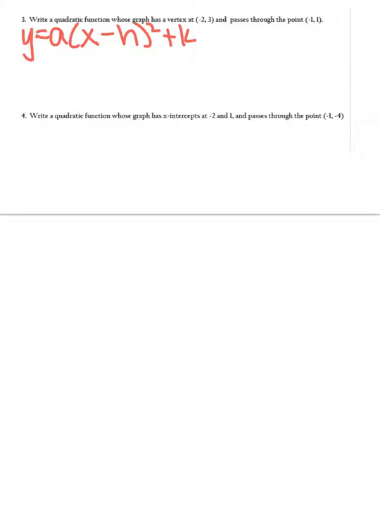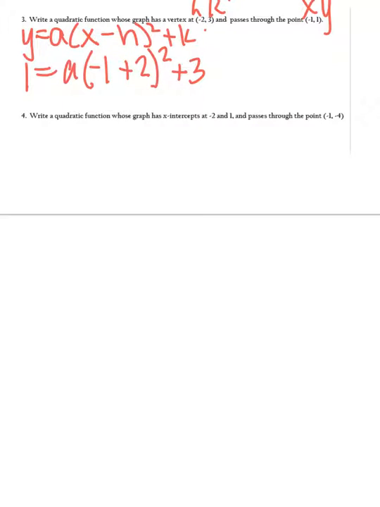So here's my vertex, here's my h, and my k, and here's my x and my y. So y is 1 equals a times x is negative 1 minus h, and h is a negative 2, so I have to put plus 2. Opposite sign there, squared, and then plus k is 3. So again, that trick there, h was a negative 2, so minus a negative 2 will become plus 2. So be careful of that.